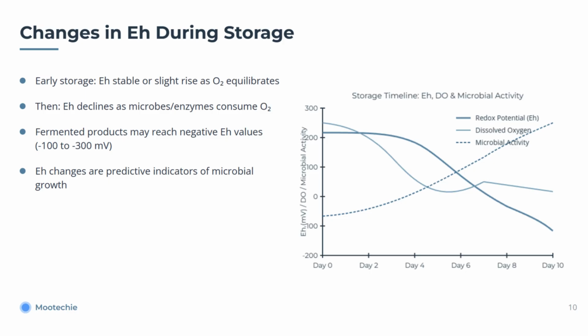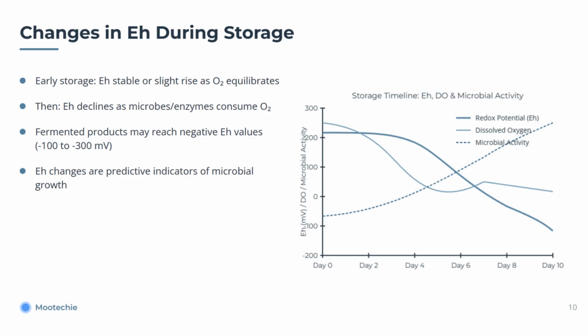Now let's observe the changes in EH during storage. In early storage, the EH is often stable, or may even rise slightly as oxygen equilibrates. Then the EH begins to decline as microbes and enzymes consume the available oxygen. In fermented products, the EH can reach strongly negative values, often between -100 to -300 millivolts. These changes in EH are actually predictive indicators of microbial growth.